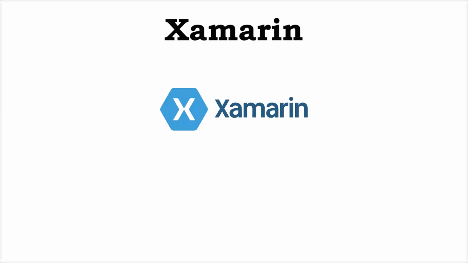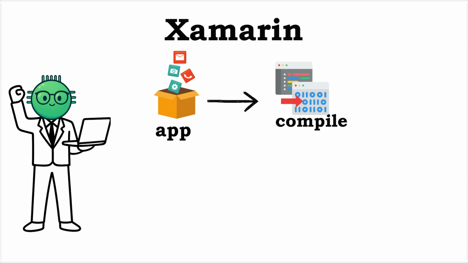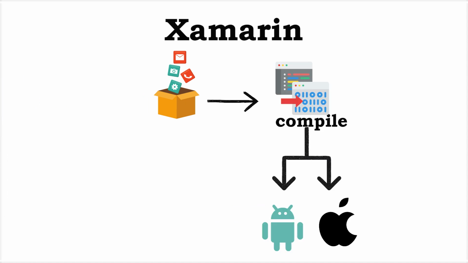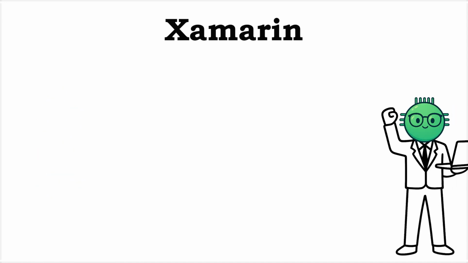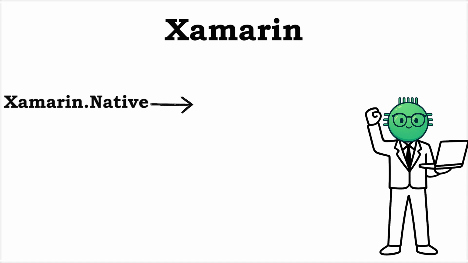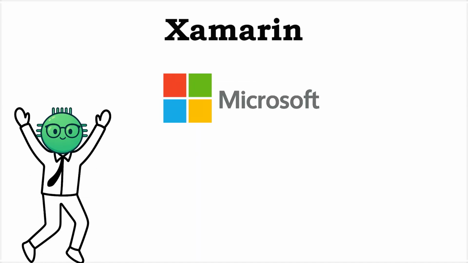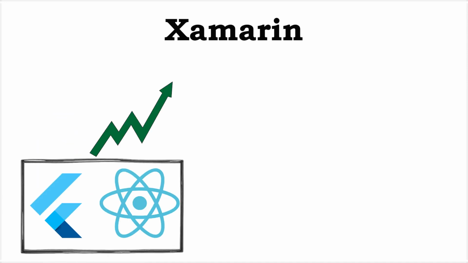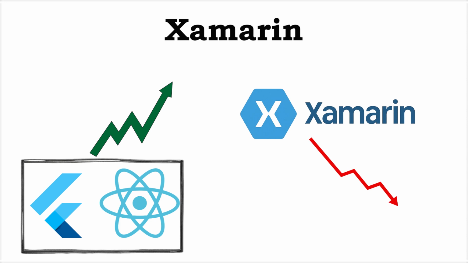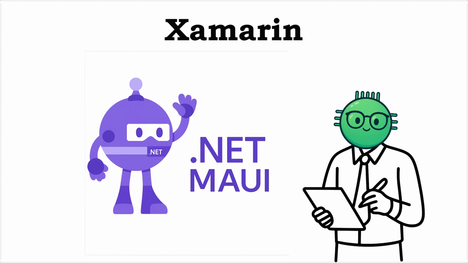Xamarin. Xamarin is from Microsoft and uses C# with .NET. It allows you to write your app once and compile it for both Android and iOS. Xamarin.Forms lets you build UI in one codebase, while Xamarin.Native gives more control for platform-specific tweaks. It's great if you're already in the Microsoft ecosystem, but compared to Flutter or React Native, Xamarin is less trendy and has fewer updates in recent years, especially with .NET MAUI taking its place.